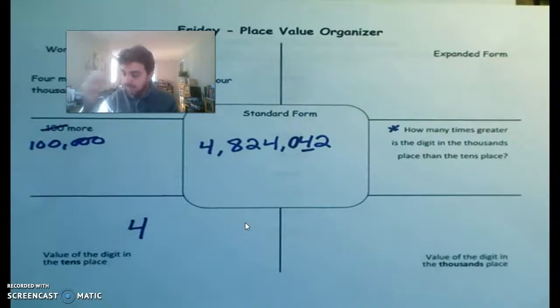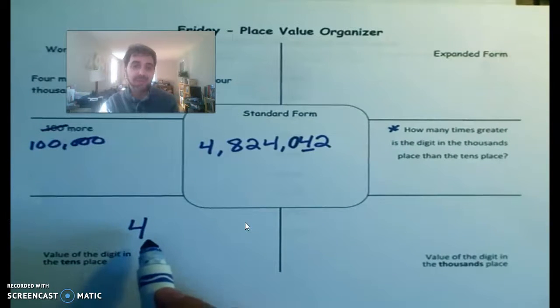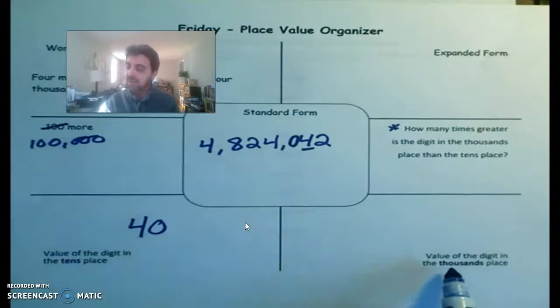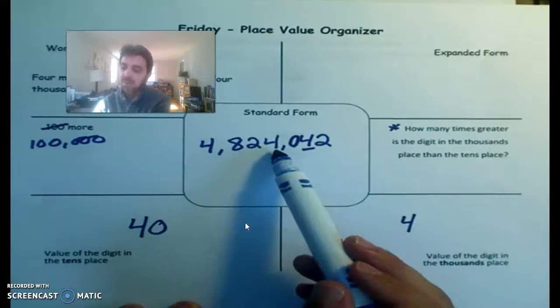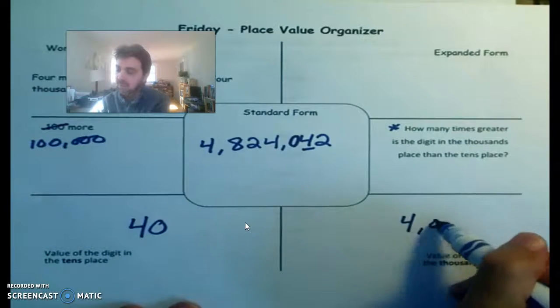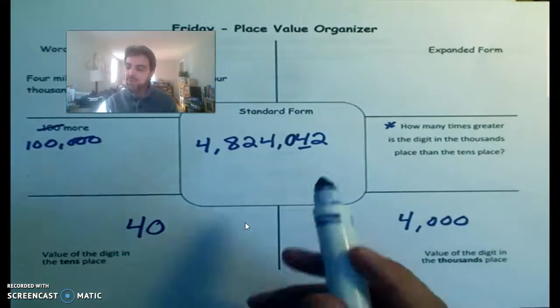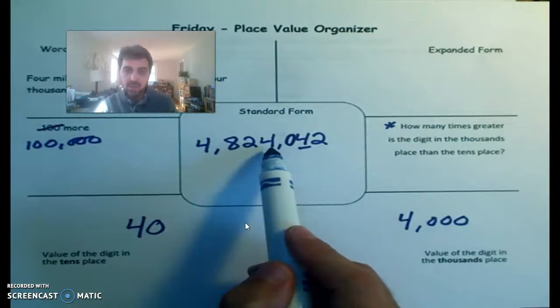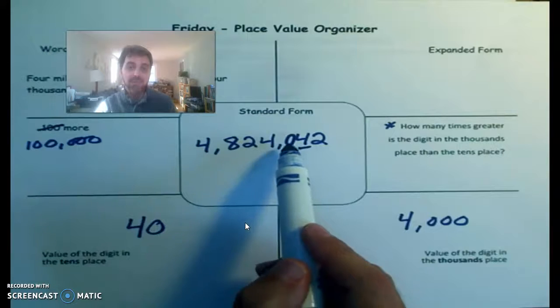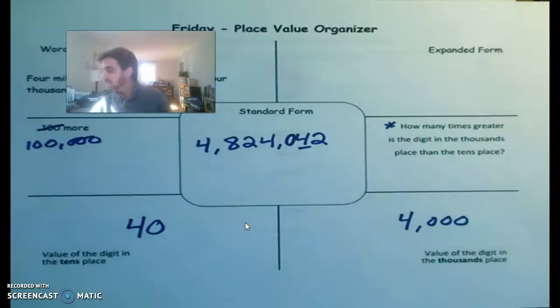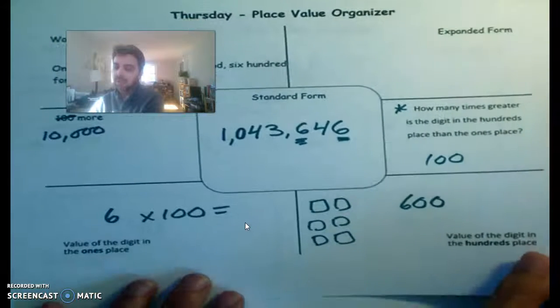But the value is what? Is it 4 tens? So is it 4 or 40? All right, and what is the value of the digit in the thousands place? The digit is a 4, but the value, since it's 4 thousands, is 4,000. You'll notice that this 4 in the thousands place is 2 place values to the left of this 4. And when we did this yesterday, it looked like this.